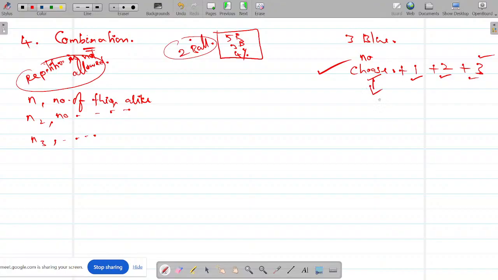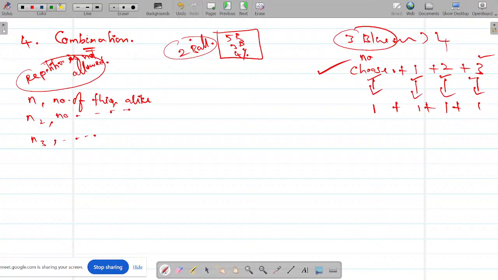Don't choose the ball: 1 option. Plus choose 1 ball: 1 option. Choose 2 balls: 1 option. 2 is the number of balls; the way of choosing is 1. You put your hand inside the basket and take 2 balls. That's what they mean. Then choosing 3 balls: 1 option. So for 3 blue balls, you have 4 different options.